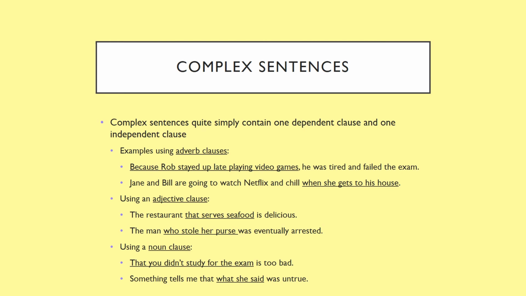The man who stole her purse was eventually arrested. And again, if we just say the man was eventually arrested, that information doesn't have a lot of context. So that adjective clause gives us some extra context and we can understand why he was arrested. And finally, using a noun clause. That you didn't study for the exam is too bad. It's like saying the fact that you didn't study for the exam is too bad. And in the next one, something tells me that what she said was untrue. She said something, I don't know what it is in this case, but what she said was untrue.